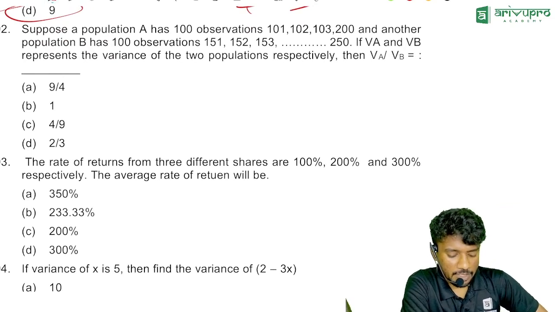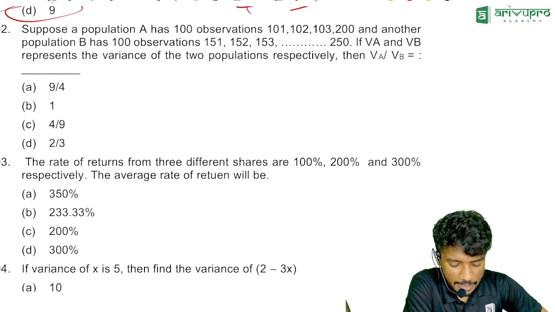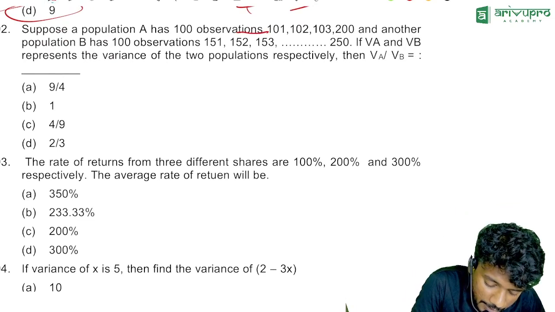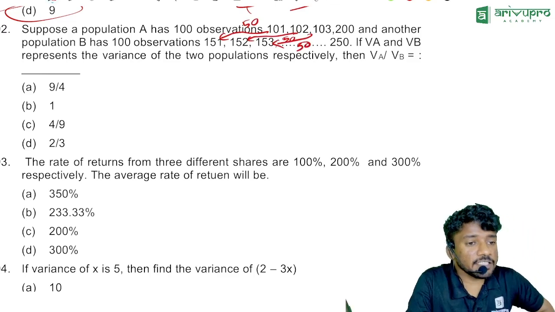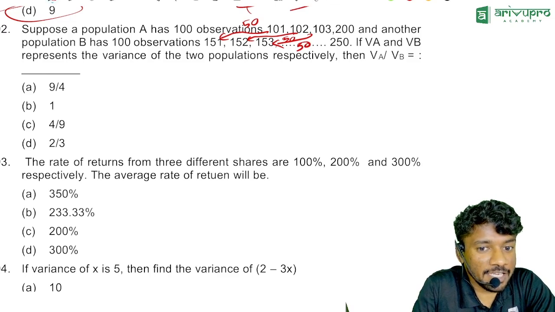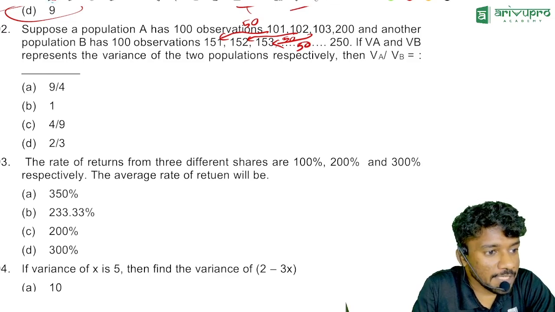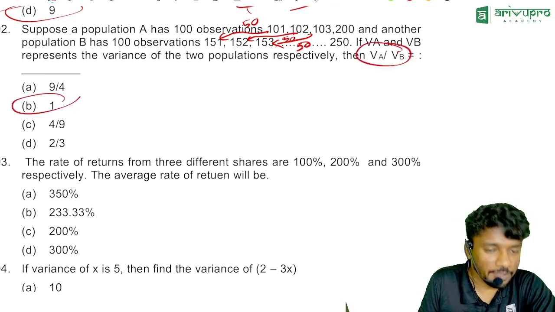Suppose a population A has 100 observations, and another population B has the same number. Everyone is increased by 50. Is variance affected by origin? No, variance won't change. So VA by VB will be how much? 1. The answer will be 1.